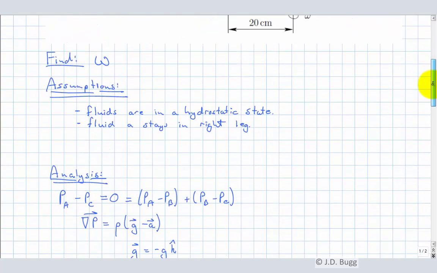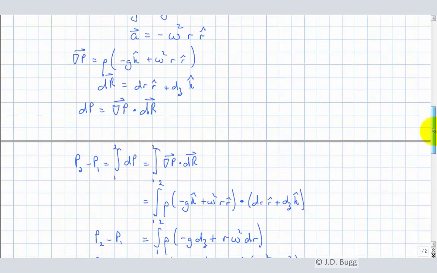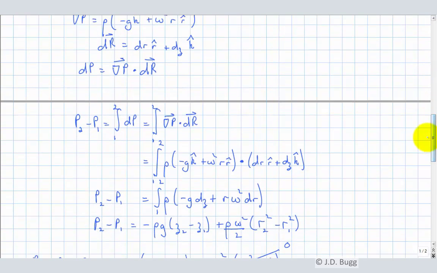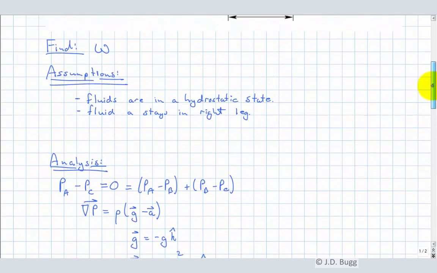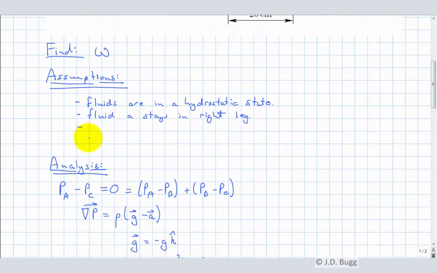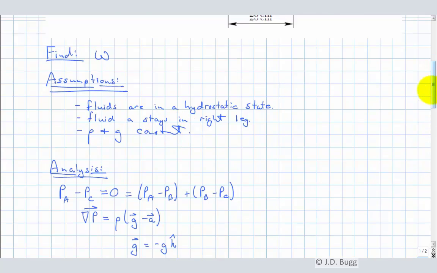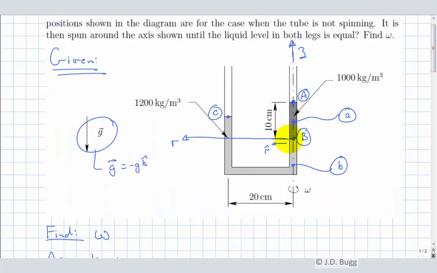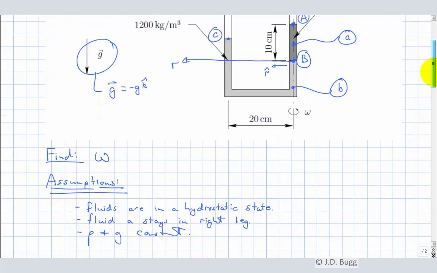Now, we should also recognize that along the way here, we've assumed that this density is a constant, right? When we did this integration here, the density was assumed constant, and in fact G was assumed constant as well. So we've got to go back here and say rho and G constant. Now, of course, the density of the two fluids are different, but within each fluid, it's constant.